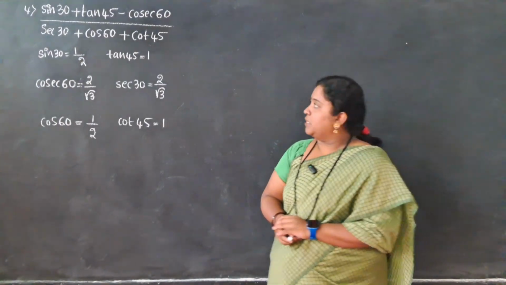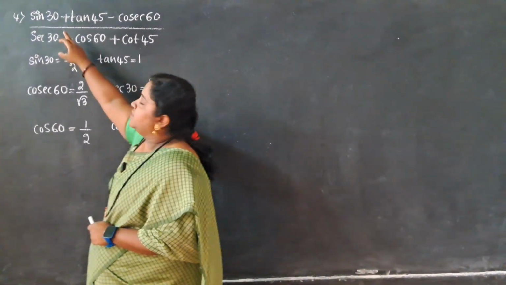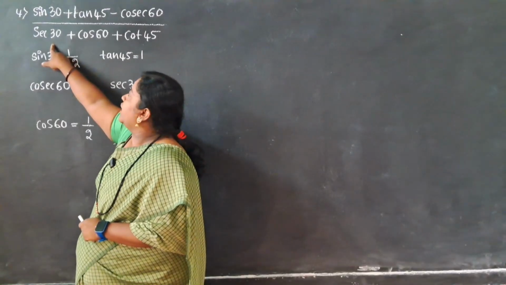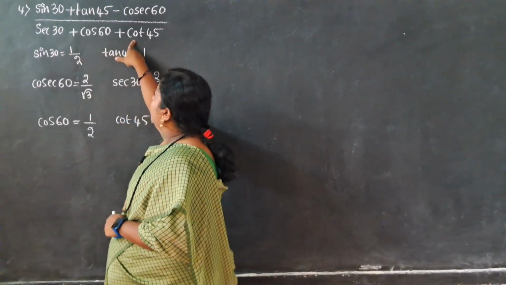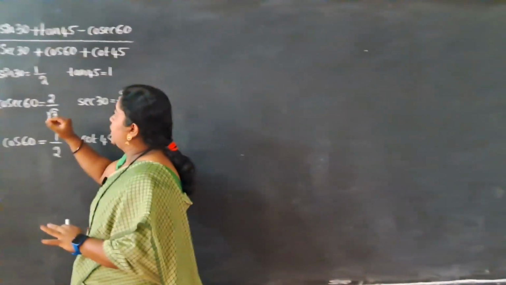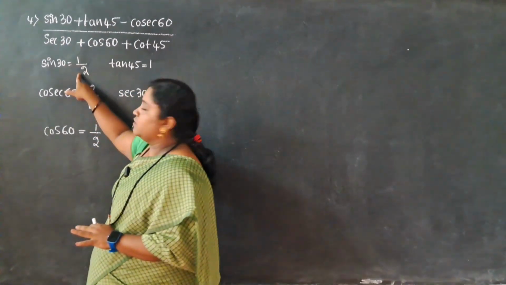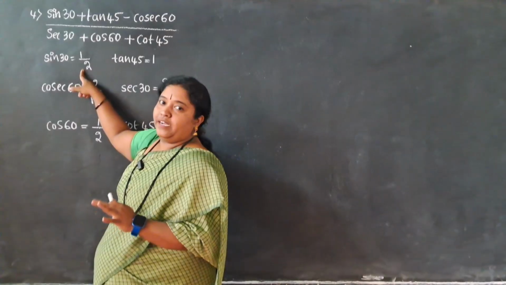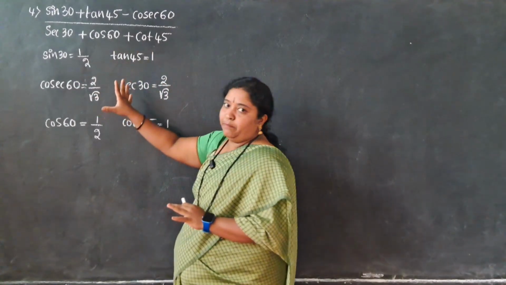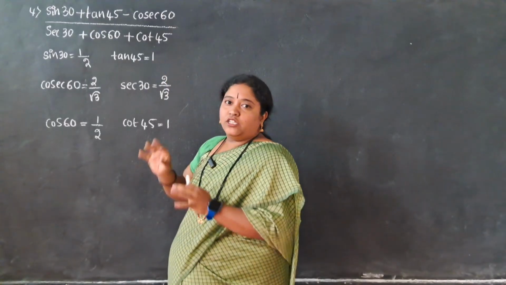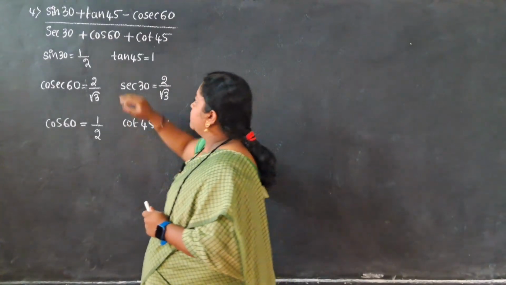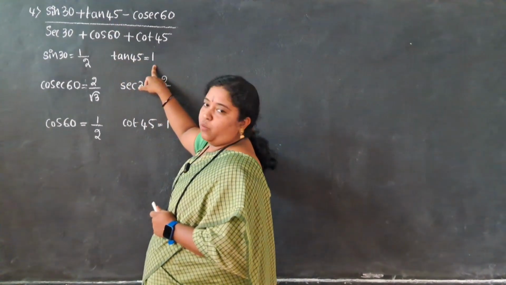We'll move to the next question, where the question is sine 30 plus tan 45 minus cosec 60 divided by sec 30 plus cos 60 plus cot 45. The values needed to solve this question: sine 30 is 1 by 2. You need to remember, it is not provided in the question paper. So you have to learn the table values by heart, or else you have to draw it with the shortcut method that I have told you in the previous classes. Fine. Tan 45 is equal to 1.